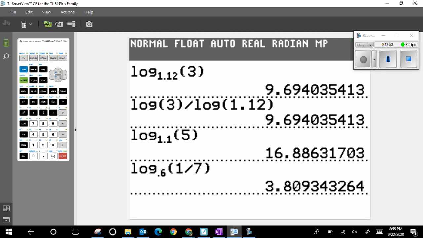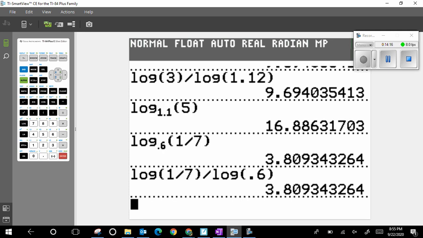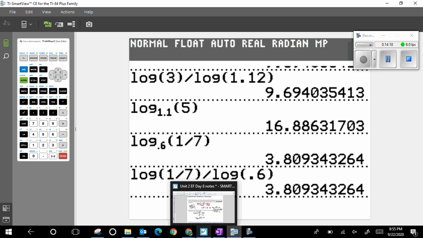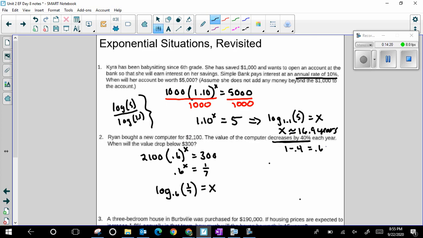If you're doing it with your 83 or even with your 84, press your log key, 1 divided by 7, close your parentheses, divided by log 0.6, close your parentheses, enter. So you get the exact same answer. 3.8 years.